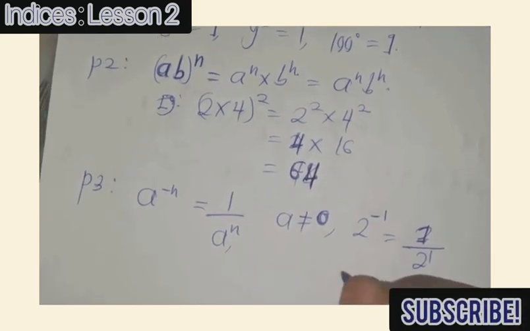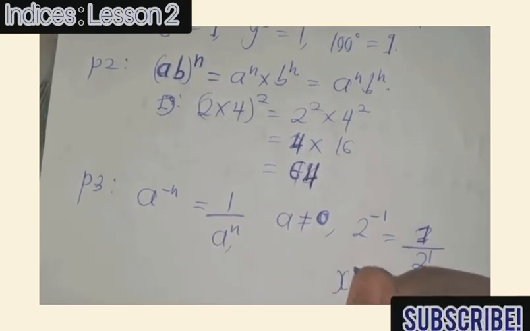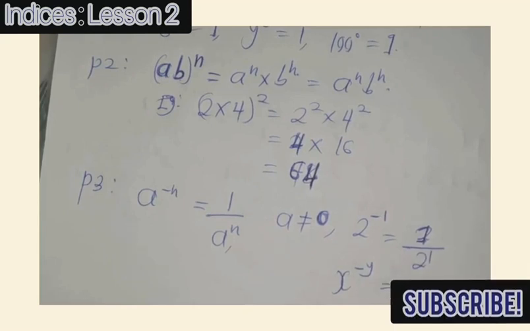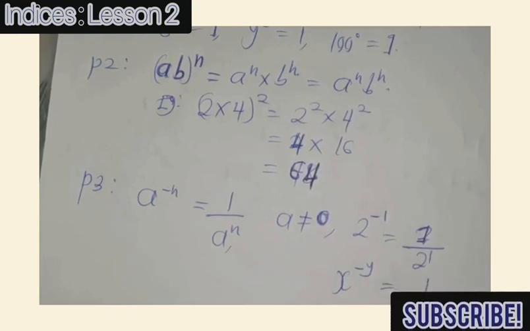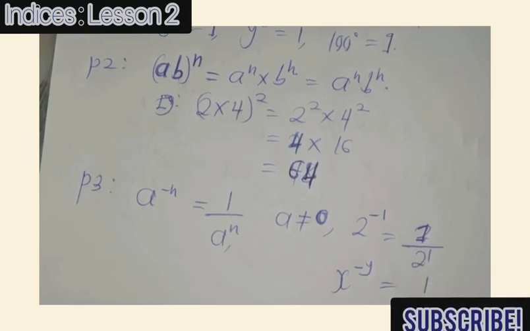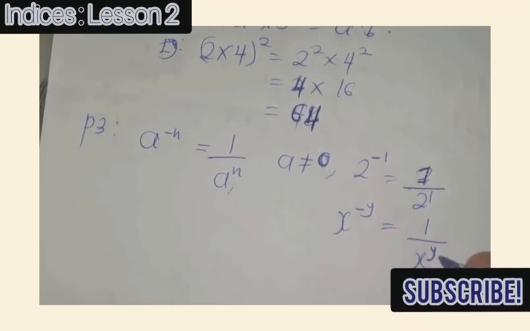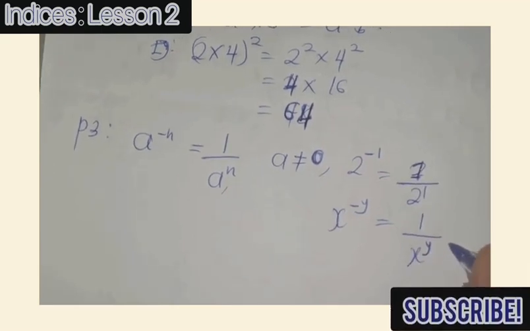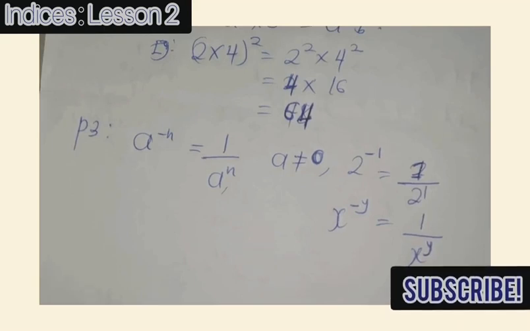Again, if I have, let's say, x to the power of negative y, I can say that this is equal to 1 over x raised to the power y. This is what we are saying: x raised to the power y. So that's property 3 that we are talking about. Alright, so let's move on to property 4.